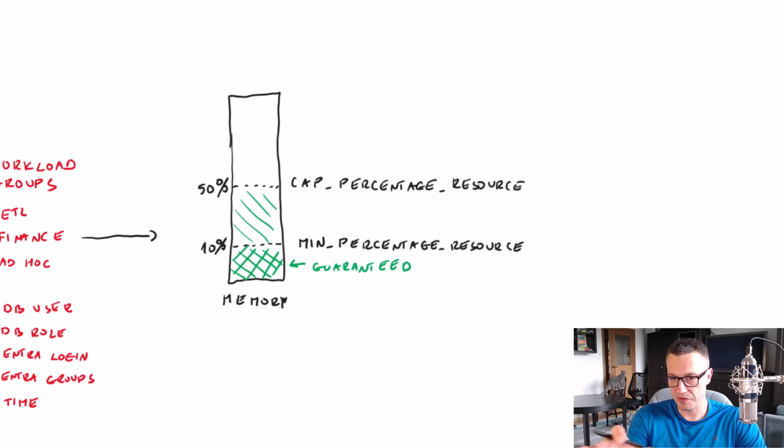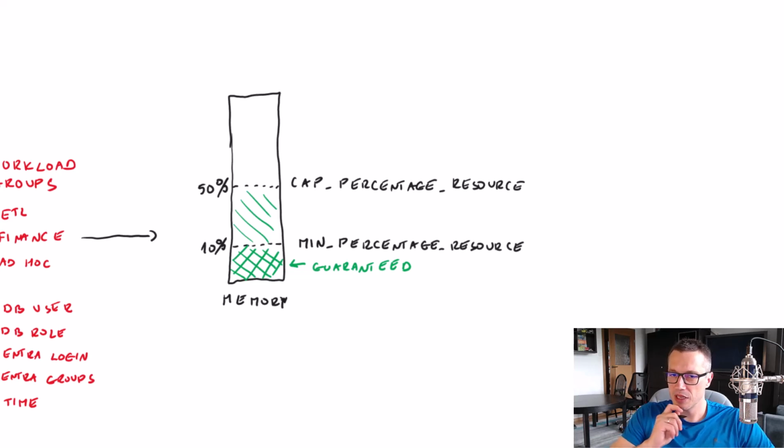They can use more if it is available, but at least 10% will be available. All right, but this limit is set for the whole workload group. And what if I have 20 queries from finance running at the same time? Can we set the amount of memory and CPU that would be available for every one of those queries? And the answer is yes, we can.